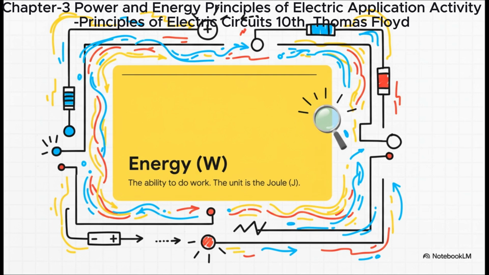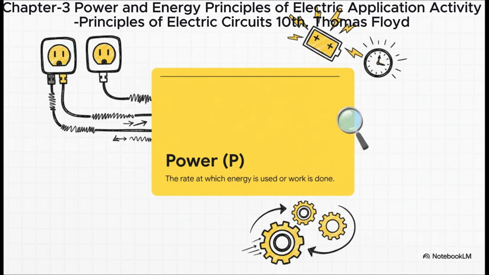When we talk about energy, and we'll use a W for it, we're talking about the fundamental ability to do work. Think of it as the raw potential, the fuel in the tank. We measure it in joules. Now, this is where it gets really important. If energy is the fuel, then power is how fast you're burning that fuel.